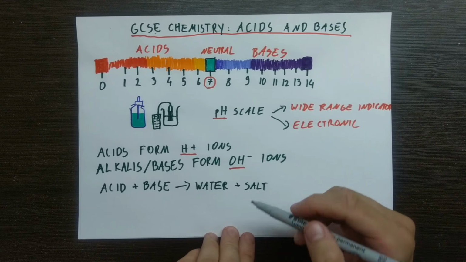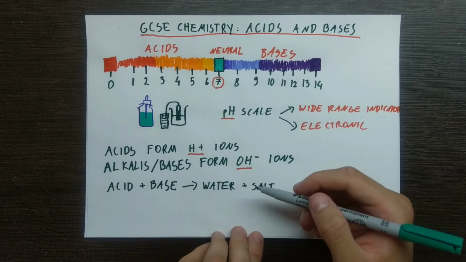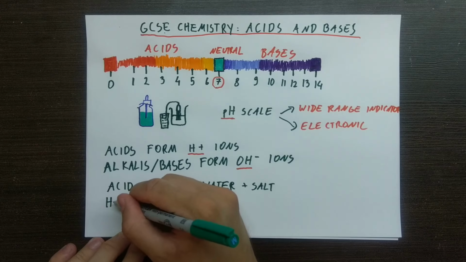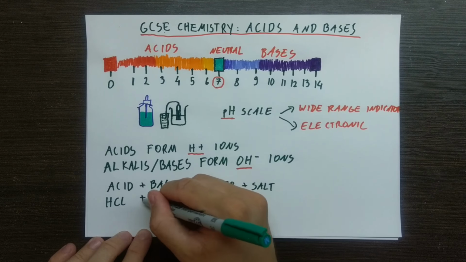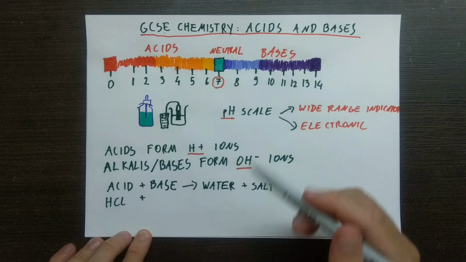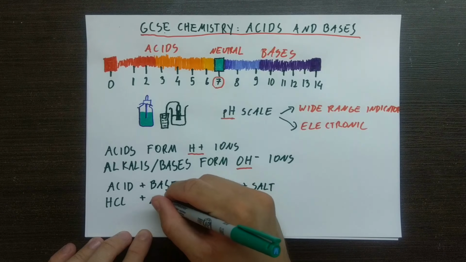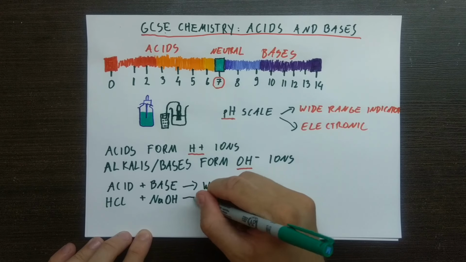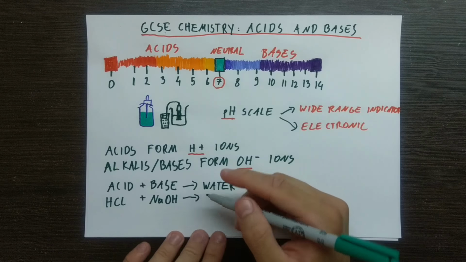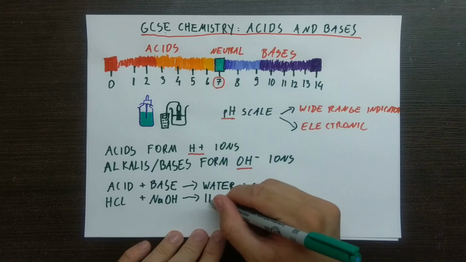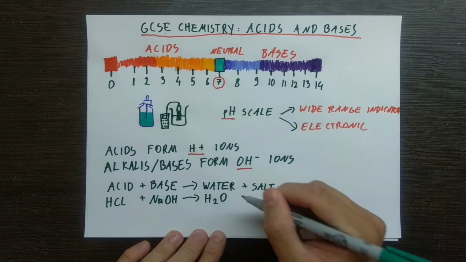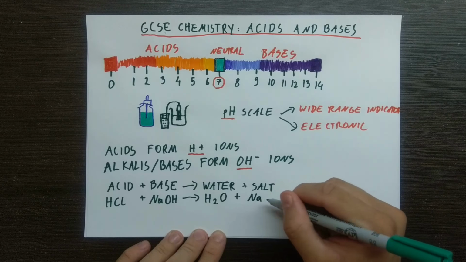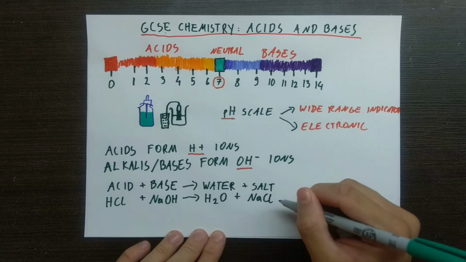So I will show you an example. For example, we have hydrochloric acid, HCl, plus a common base, sodium hydroxide, NaOH. So what this will make is H2O plus salt, which is sodium chloride, NaCl.